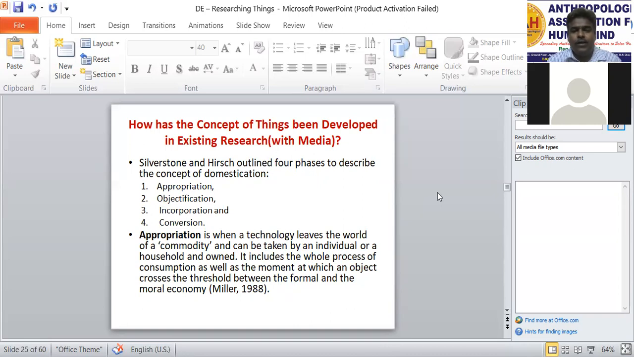So what is appropriation? According to them, appropriation is when a technology leaves the world of a commodity and can be taken by an individual or a household and owned. It includes the whole process of consumption as well as the moment at which an object crosses the threshold between the formal and the moral economy.